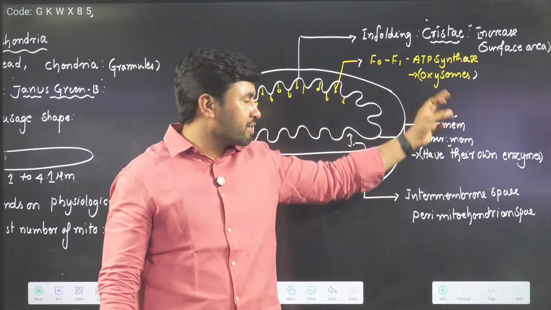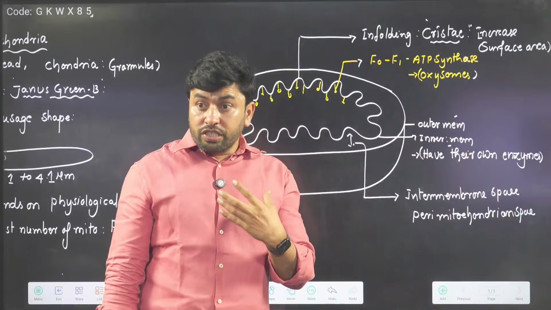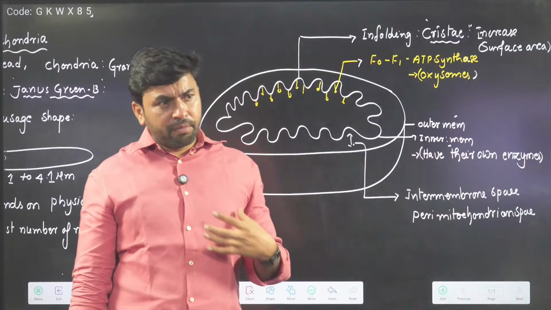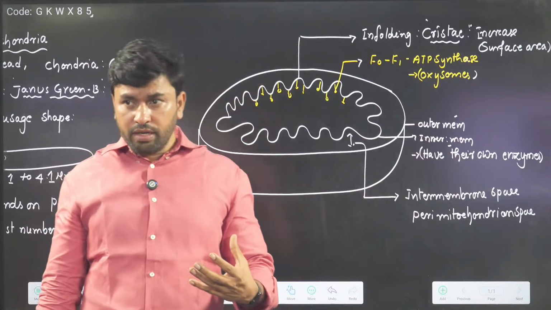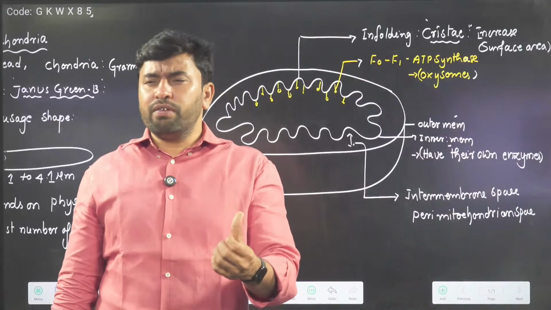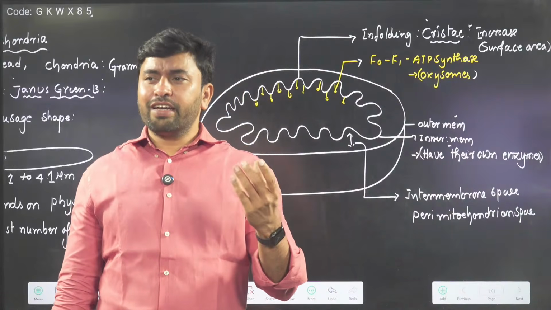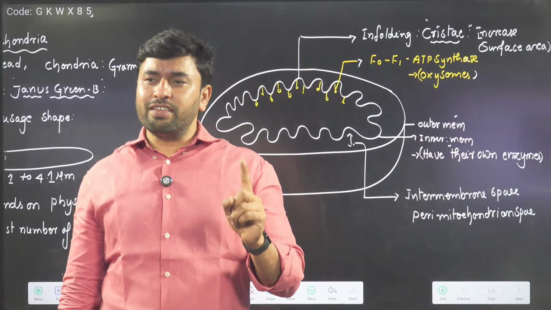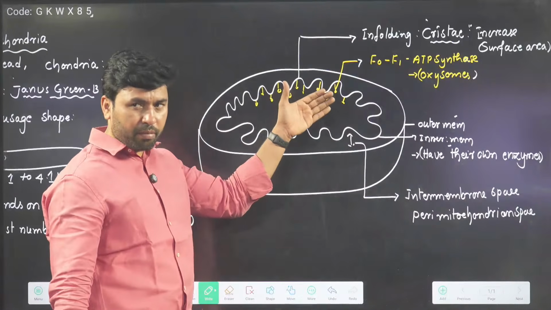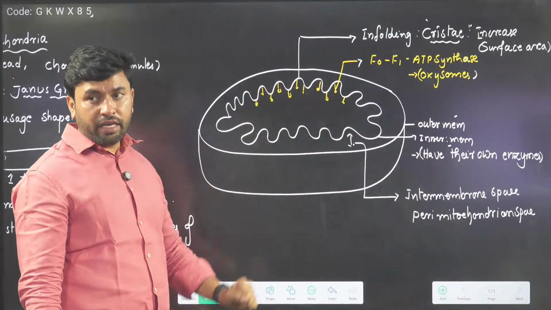That's why these particles are also known as oxysomes. Their number varies from mitochondria to mitochondria. They are not constantly present in one particular number, but a huge number will be present. Finally, they are responsible for ATP synthesis. They are found only on the inner membrane. Then cross the inner membrane and come to the inside.